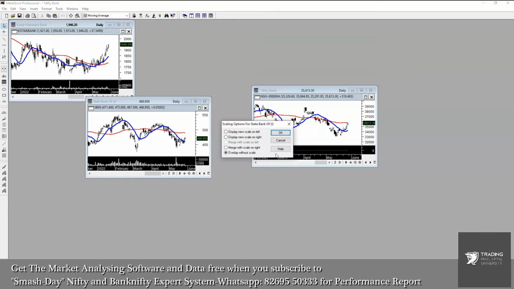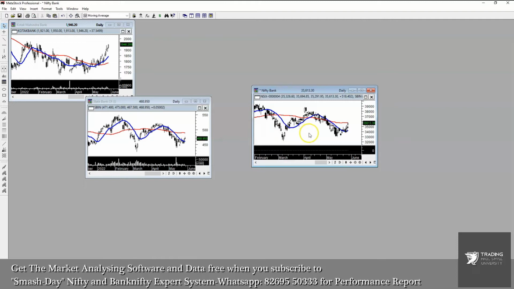Definitely the values are different. The values of Bank Nifty is on the order of 35,000 and the value of State Bank is rupees around 470 per share. So the scale will definitely be different. So we plot on a different scale, and it is better to overlay without scale. So we overlay without scale. Yes.